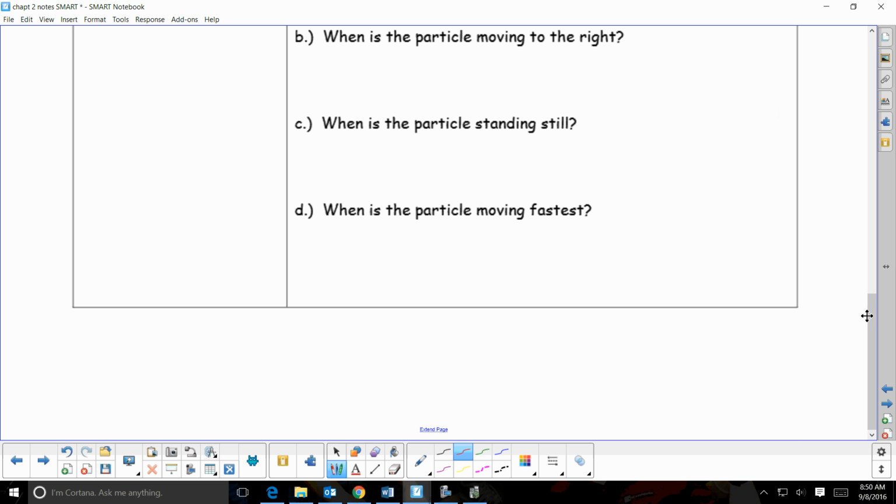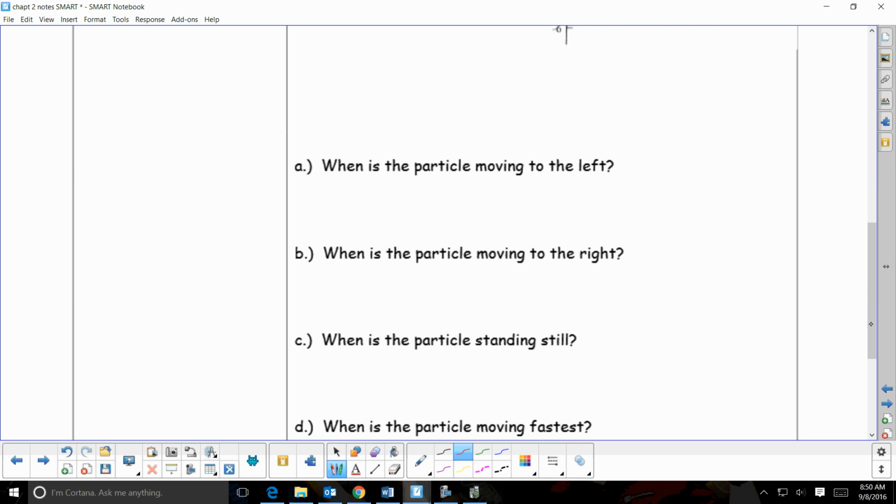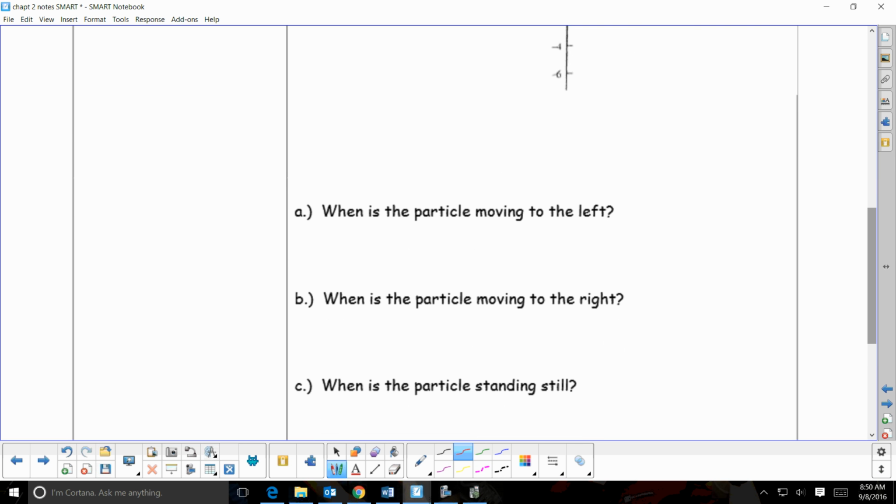So, when is the particle moving to the left? It's when velocity is what? Negative. Moving to the right is when velocity is positive. Standing still is when velocity is zero. So see if you can go get those intervals.